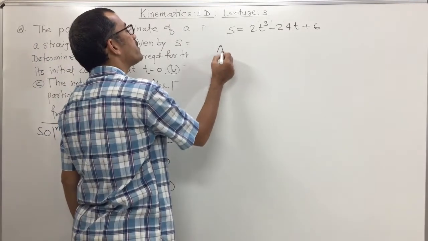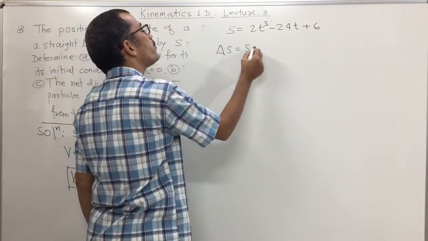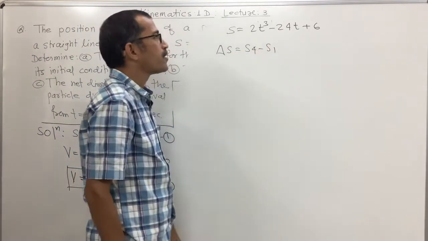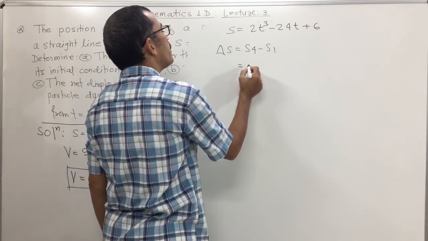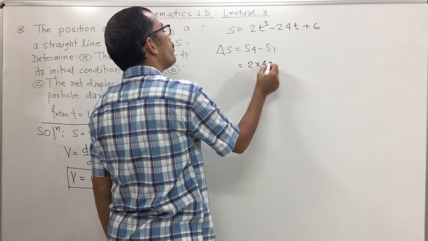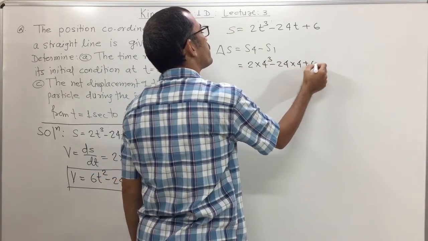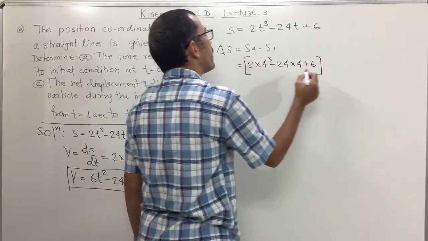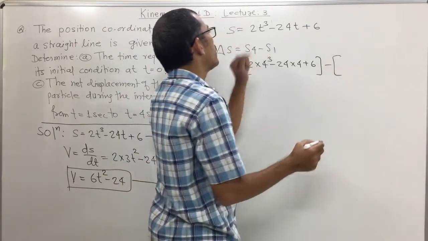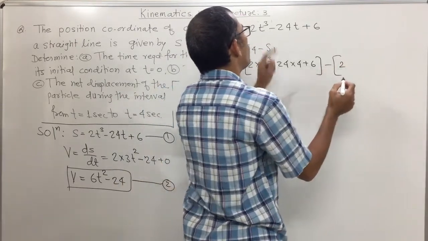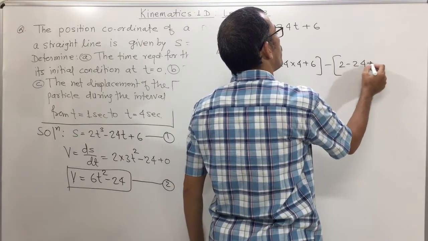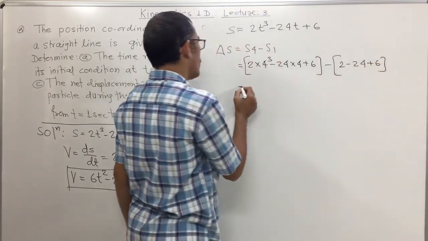That means delta S, if you want to find out, it is S4 minus S1. Therefore substitute, 2 into what? 4 cube minus 24 into 4 plus 6. This is at what time? 4 seconds. Minus at 1 second. This will be 2, this will be minus 24 plus 6. So this will be what?